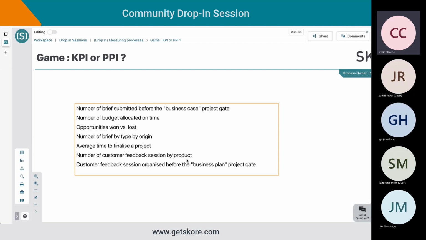Number of customer feedback sessions by product. So to me, this is a KPI. We've done the sessions, but the next one, which is very related, is a PPI: customer feedback session organized before the business plan project gate. So here we are saying, okay, we follow the process, and here we are counting the number of customer feedback sessions by product, which is more a KPI. We have this target as a business that we should have more customer feedback sessions for each product, and let's make it happen.